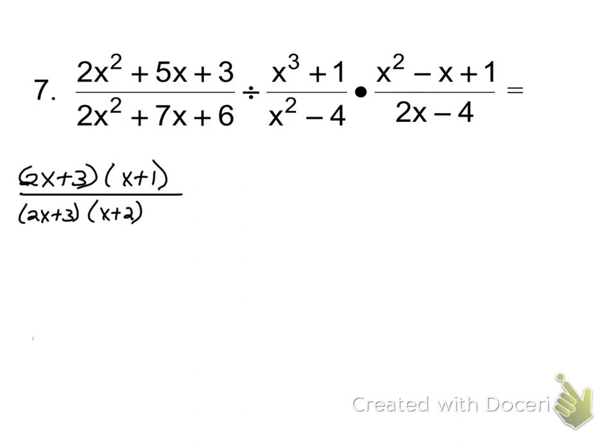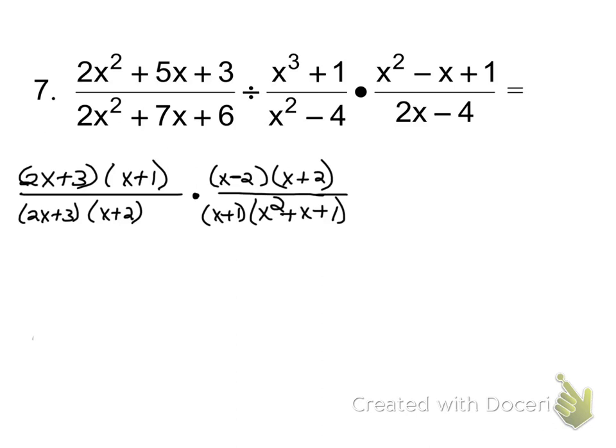Now notice the second fraction has a division. So I'm going to change it to multiplication and flip the fraction. So now the x squared minus 4 is on top, but that's going to factor the difference of squares as x minus 2, x plus 2. And the other one is a sum of cubes, so that's going to be x plus 1 times x squared plus x plus 1. Okay, that's that factorization that we learned for a sum of cubes.